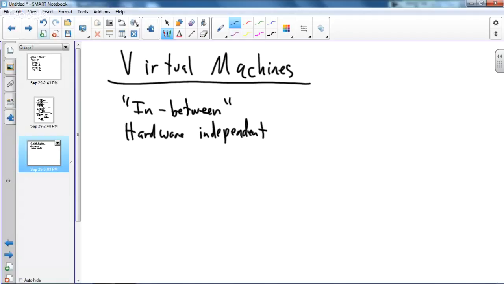So the idea is you write a compiler for a high-level language that generates virtual machine code. Then you've got some kind of code generator that's specialized in transforming that virtual machine code to the code of a particular hardware architecture.